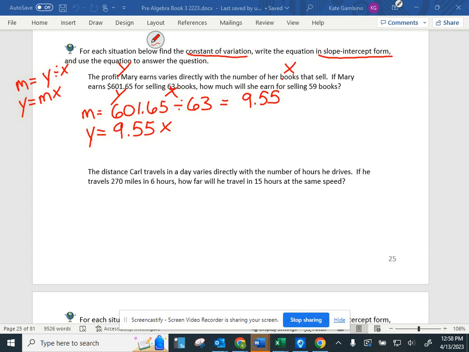Now I have one more thing I have to do. I have to use the equation to answer the question. How much will she earn for selling 59 books? What do I do? Since you put the books in, so x in, it's 59. So 59 times 9.55. y equals 9.55 times my x, because books are the x.